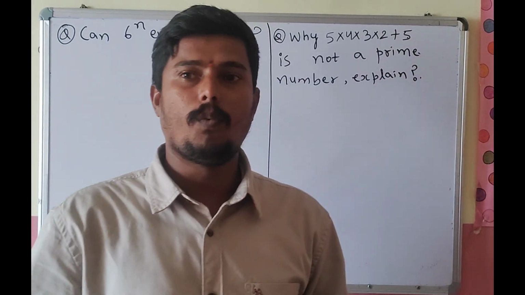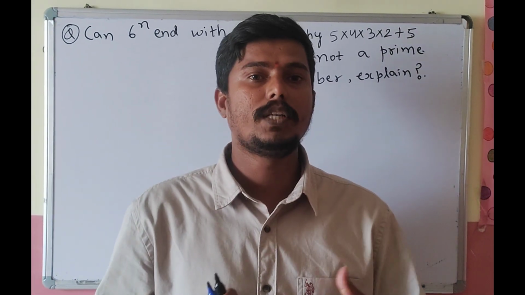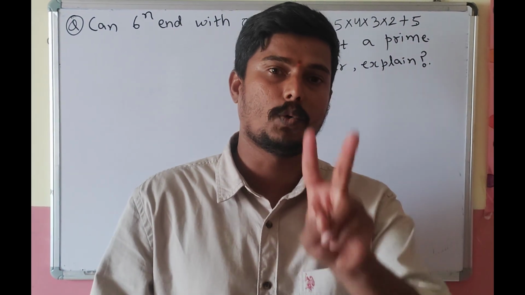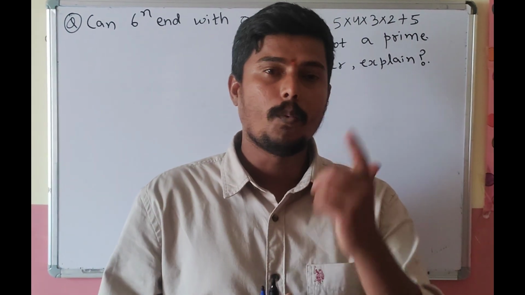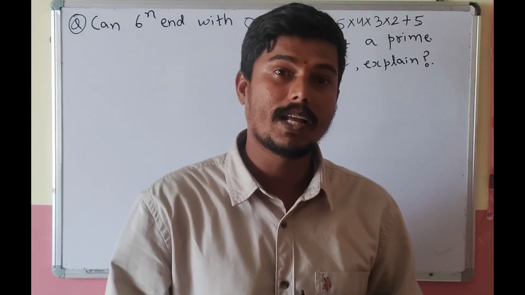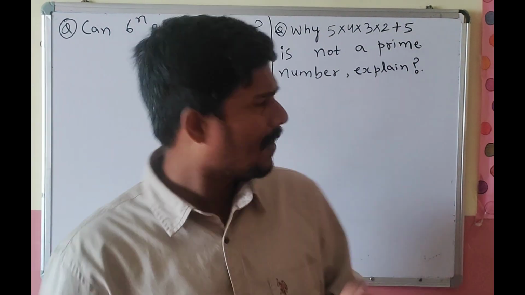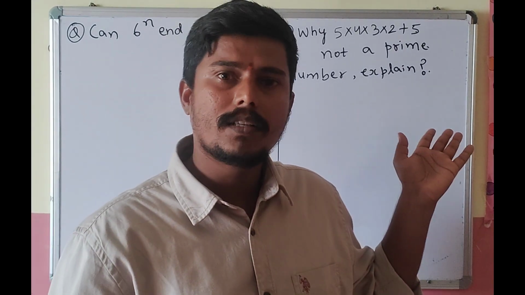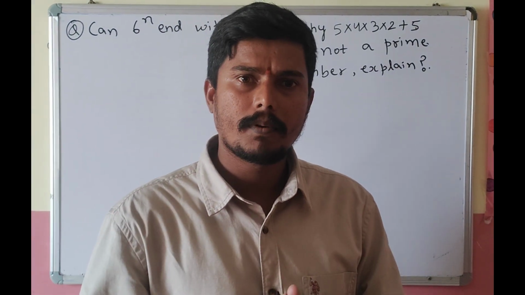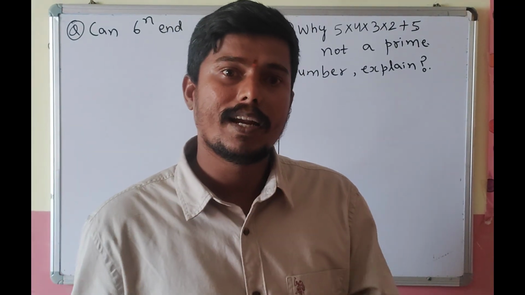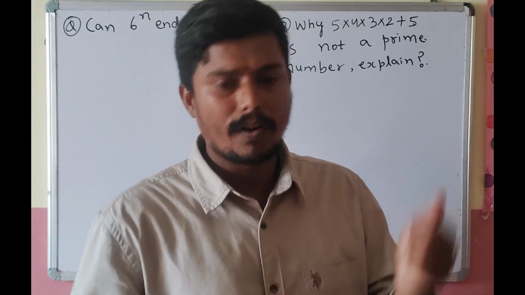So first, to say it's not a prime number, you need to know the definition of a prime number. A prime number has only two factors. What are they? 1 and the number itself. So if a number has more than two factors, it is not a prime. Again, if this has more than two factors, this is not a prime. It's very clear. Now let us start with the question.